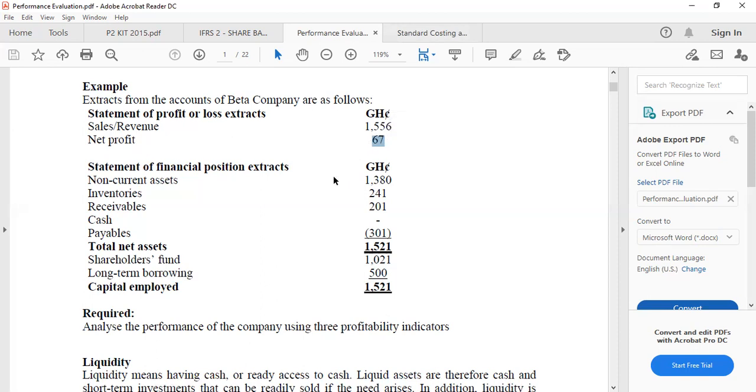Can we use gross profit? No. But we can use return on equity.